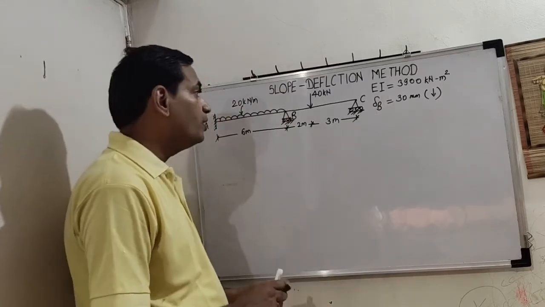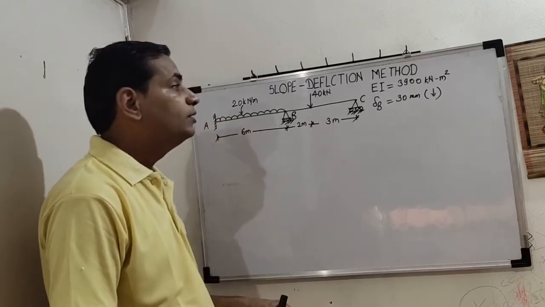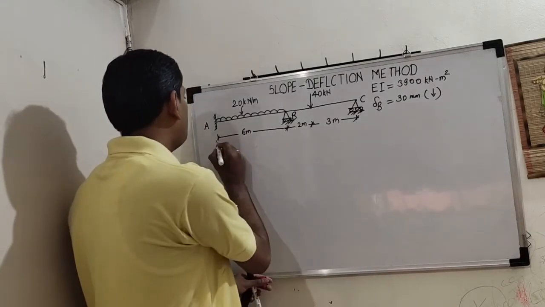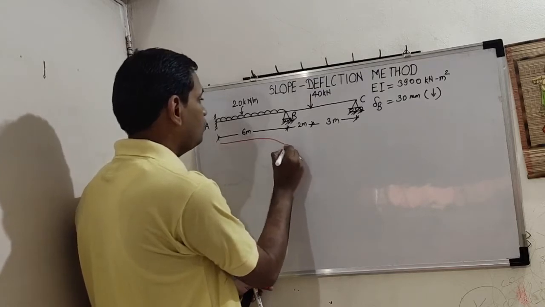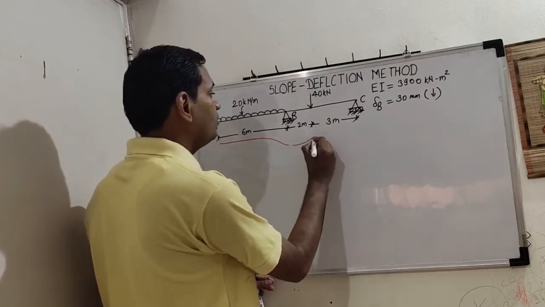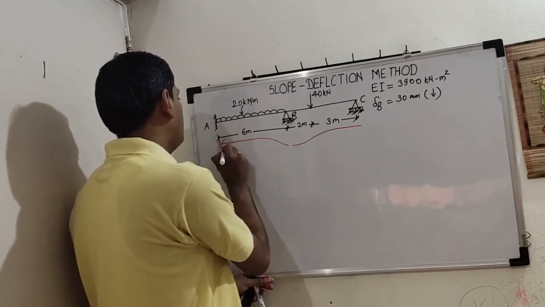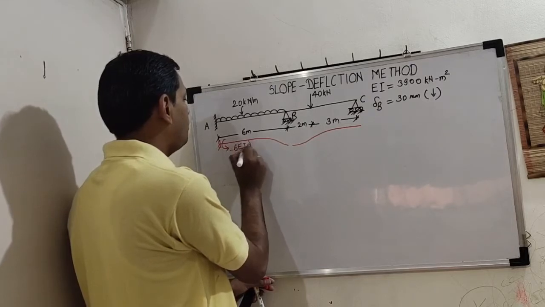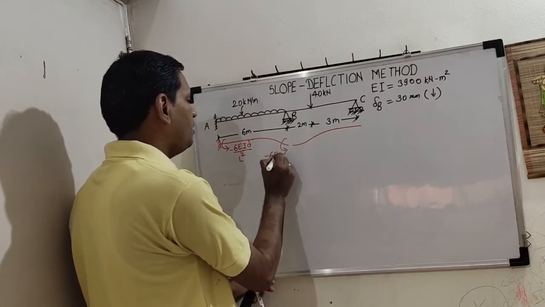So whenever there is sinking of support, we will have to take into account the fixed end moments because of sinking. Okay, so those moments will be like this. So here is additional minus 6 EI delta upon L square. Here is also minus 6 EI delta upon L square.